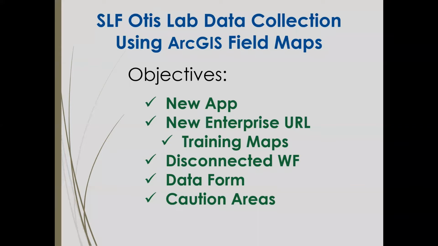End User Tools makes a copy of the real map, in air quotes, so that you can practice in a training map. And those training maps are held in a different URL. So we'll talk about that. We're going to just overview the fact that you can do this whole thing while disconnected from the Wi-Fi and what that workflow looks like.